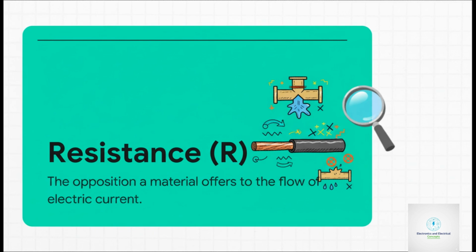So a copper wire has really low resistance. It lets that current flow super easily. But the plastic wrapped around the wire has crazy high resistance. It pretty much stops the flow completely.